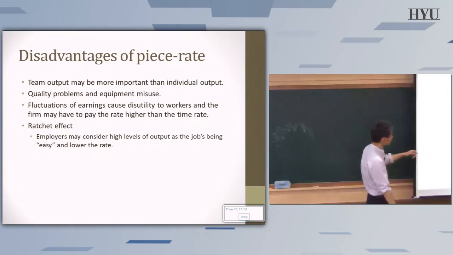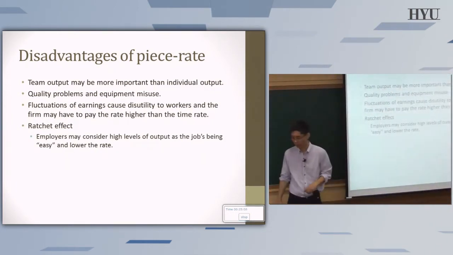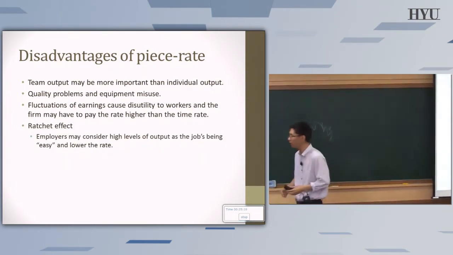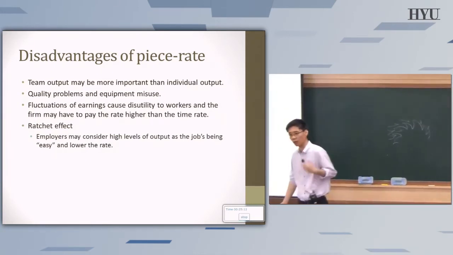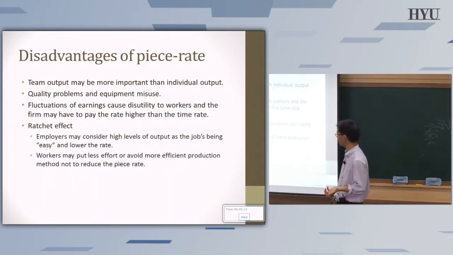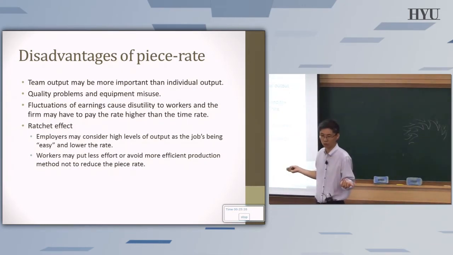Employers may consider high levels of output as the jobs being easy and lower the rate. So even though they work really hard, it will not change their situation much. So what can workers think? Workers probably will counteract. How? They probably put less effort. So they just work slowly.